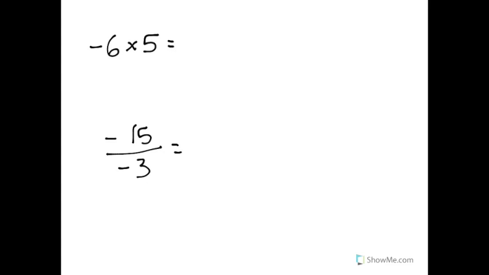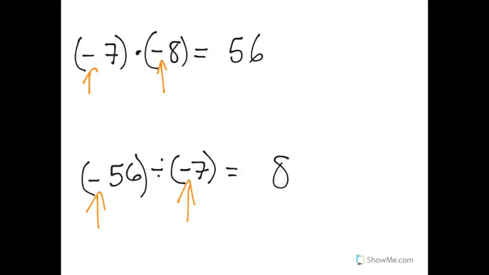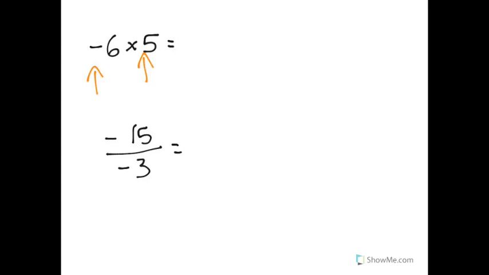Okay, so here's an example of a negative times a positive. We can see that this is negative 6 times positive 5. So a negative times a positive is a negative. So that means our answer is going to be negative. So 6 times 5 is 30, so our answer here is negative 30.